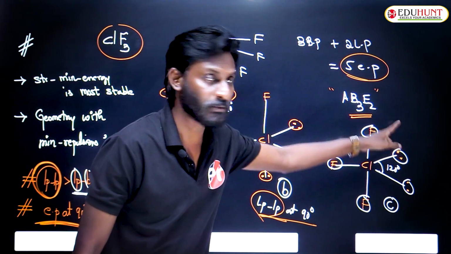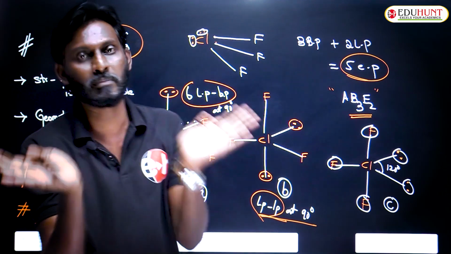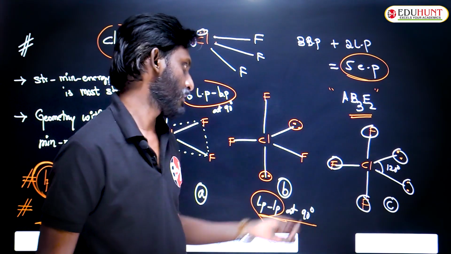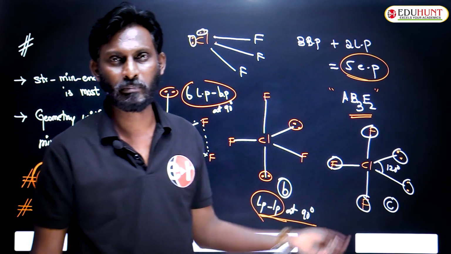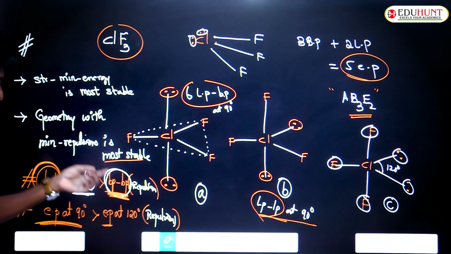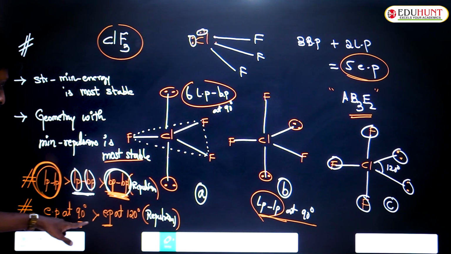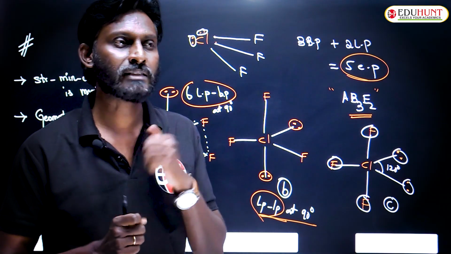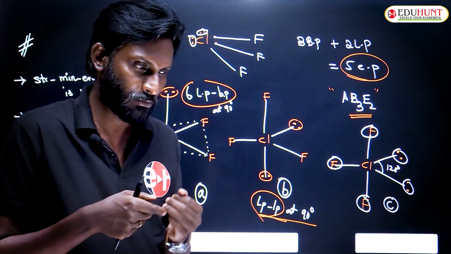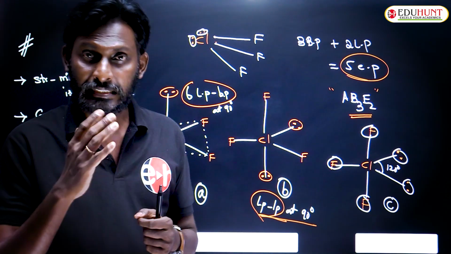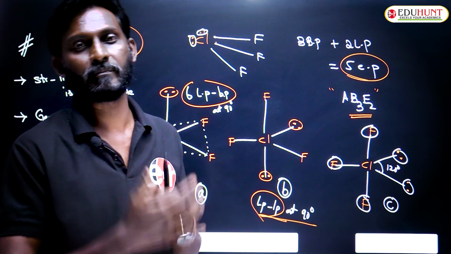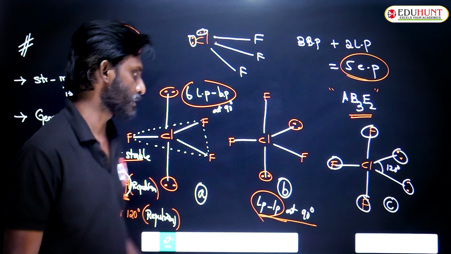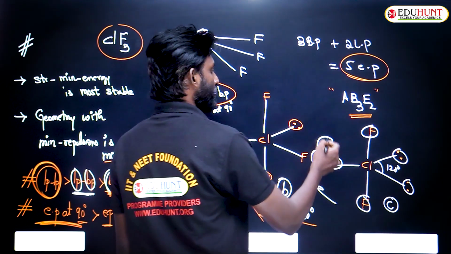Lone pairs show maximum repulsions, but we kept them at the maximum possible distance. And we kept the bond pairs, which cause minimum repulsions, at 90 degrees. Okay, so that is going to be the stable structure for ClF3. This is one way of explaining why ClF3, among the 3 possible structures, adopted this structure.